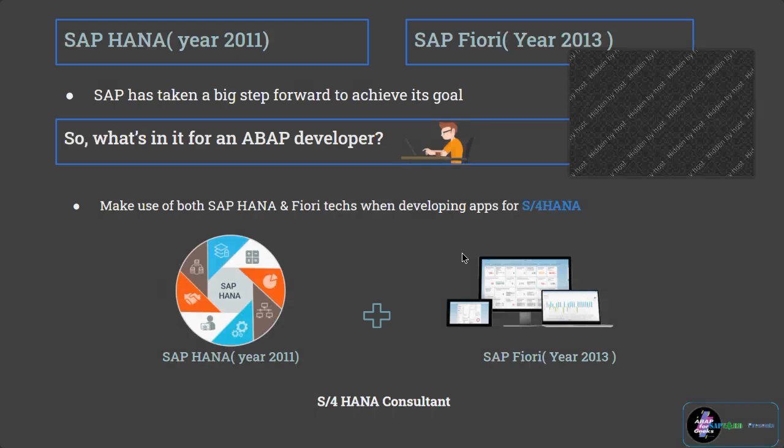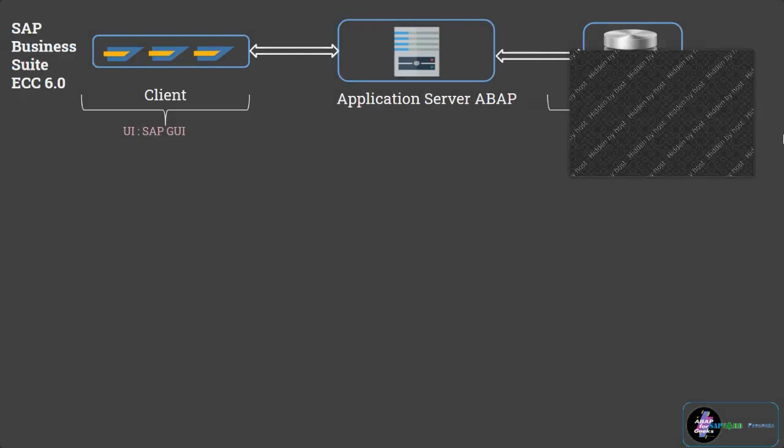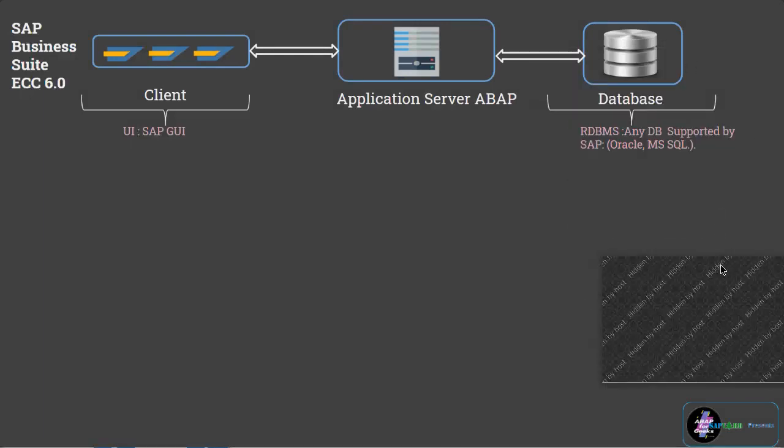So as ABAP developers, our first step is to cover the technologies available for us to create Fiori applications, so that you get a good understanding of Fiori as well if you want to move in that direction. We already know the SAP Business Suite ECC 6.0 architecture. We have the client, the application server, ABAP, and also a database. It could be any database for SAP Business Suite ECC, and the application server is ABAP.